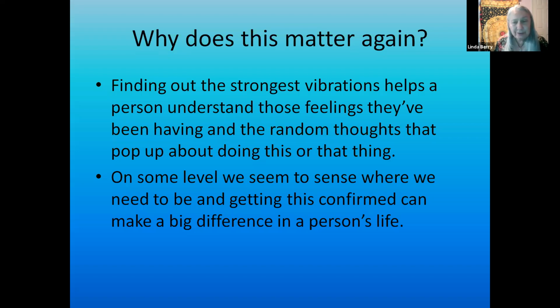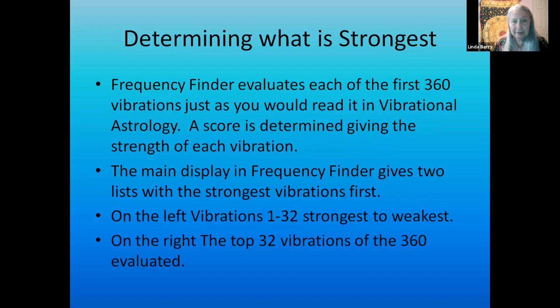On some level, we do sense where we need to be, but getting this confirmed can make a big difference in a person's life. Okay, so Frequency Finder evaluates each of the first 360 vibrations, just as you would read it in vibrational astrology in a chart. We have certain rules for determining what's going on. Now, the score that Frequency Finder gives you is determined by the strength of all the patterns in a given vibration.